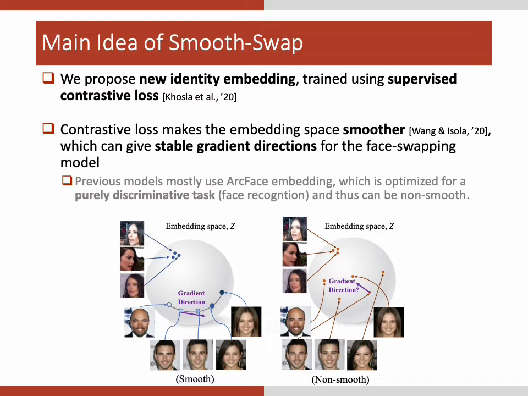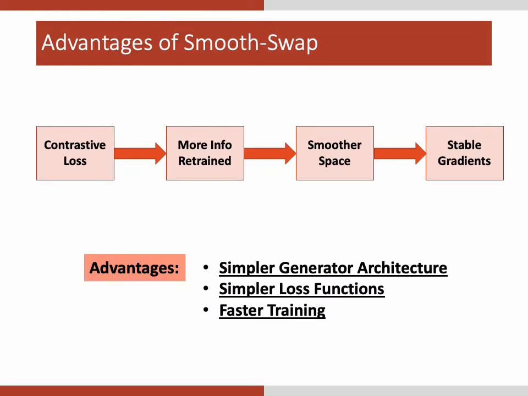We note that most of the previous models use ArcFace embedding. While ArcFace is a state-of-the-art face recognition model, it's optimized for the discriminative task, and thus the space can be non-smooth and it is not the best choice. Training a smooth embedding as proposed gives three advantages. We can use simpler generator architecture, simpler loss functions, and we get faster training speed.